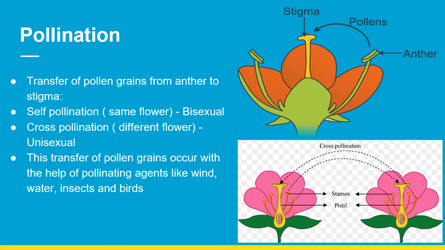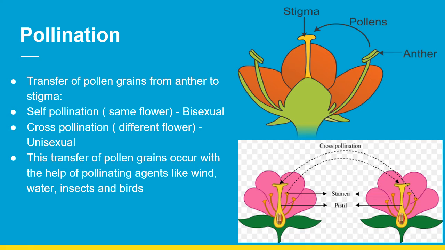What do you mean by pollination? The transfer of pollen grains from the anther to the stigma is called pollination. Pollination is of two types: self-pollination and cross-pollination. When pollination takes place in the same flower, that is in a bisexual flower, we call it self-pollination. When pollination takes place between two different flowers of the same plant, or of different plants of the same species, we call it cross-pollination.